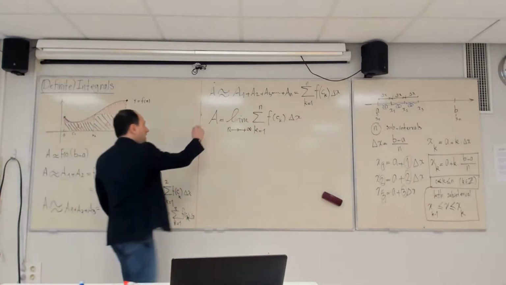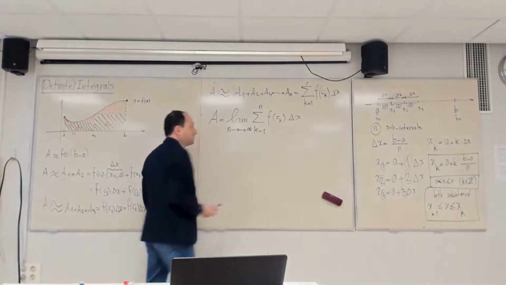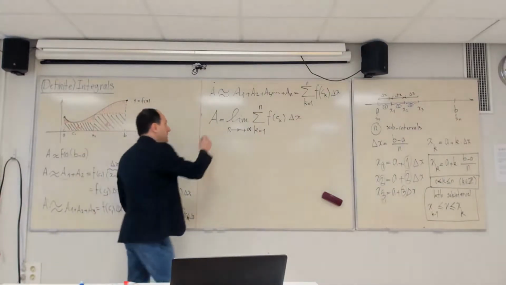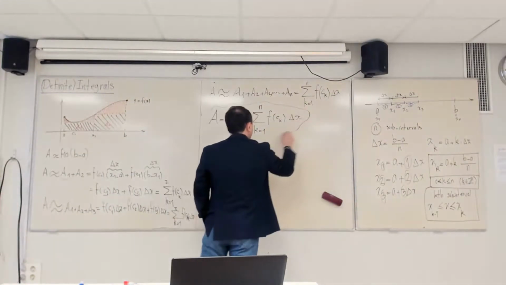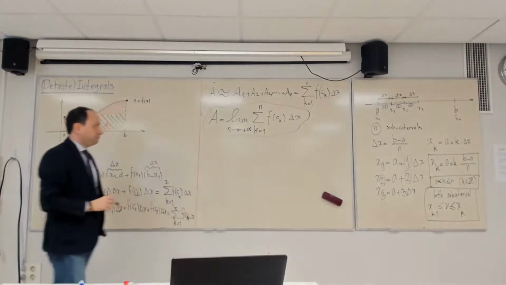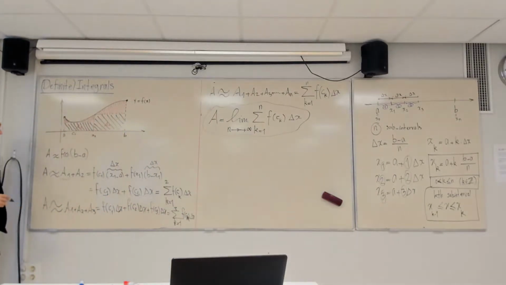Okay, so this formula is in the book somehow. I want you to understand where this formula is coming from. Do you have any questions so far?